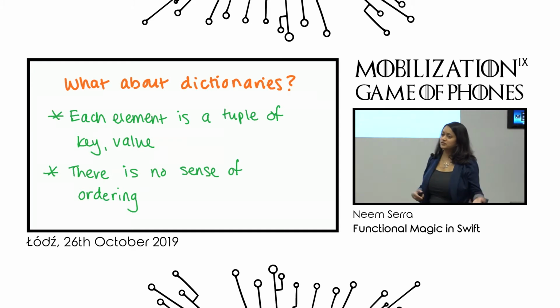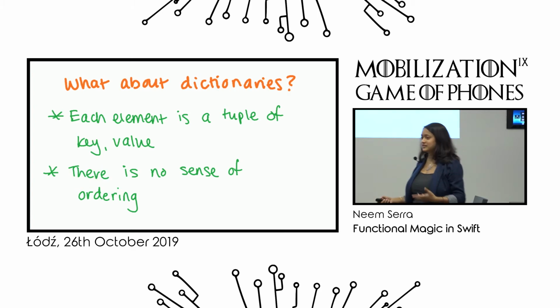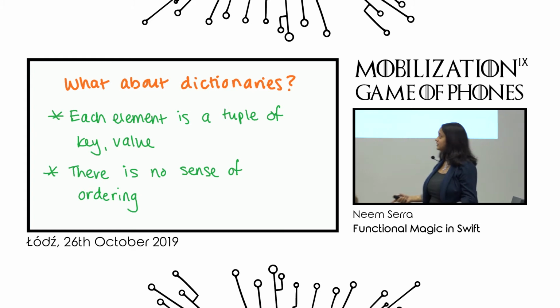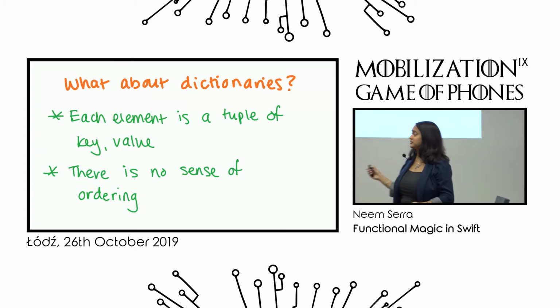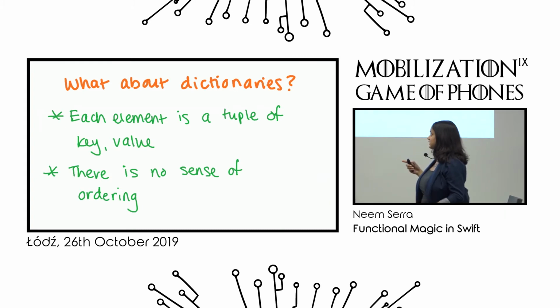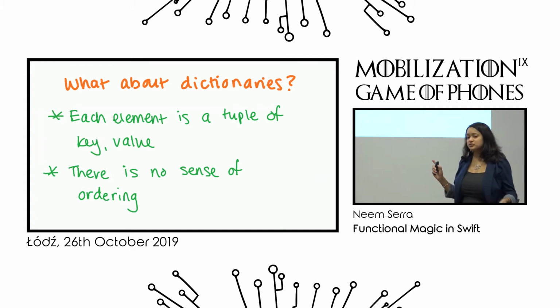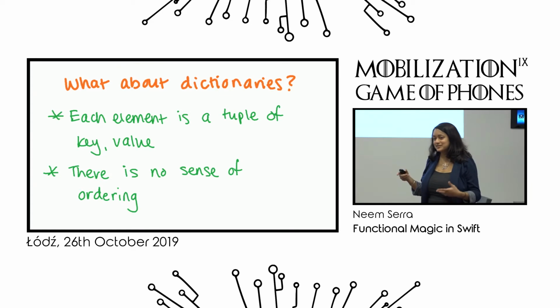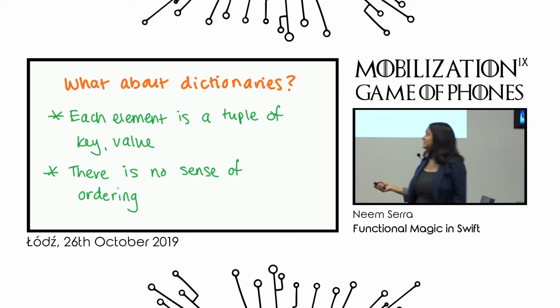So that kind of went over arrays. If you want to do mapping on dictionaries, it does basically a similar thing. Each element is a key value pair, and the key is $0, the value is $1 in the shorthand syntax, but there's no sense of ordering like arrays, right? Because dictionaries aren't really ordered.